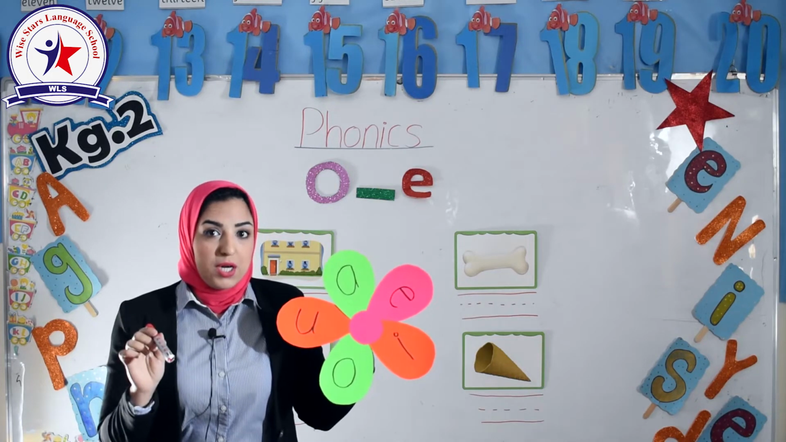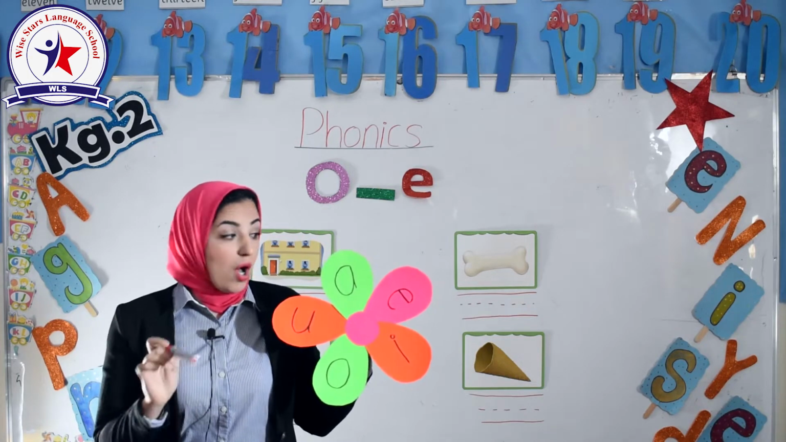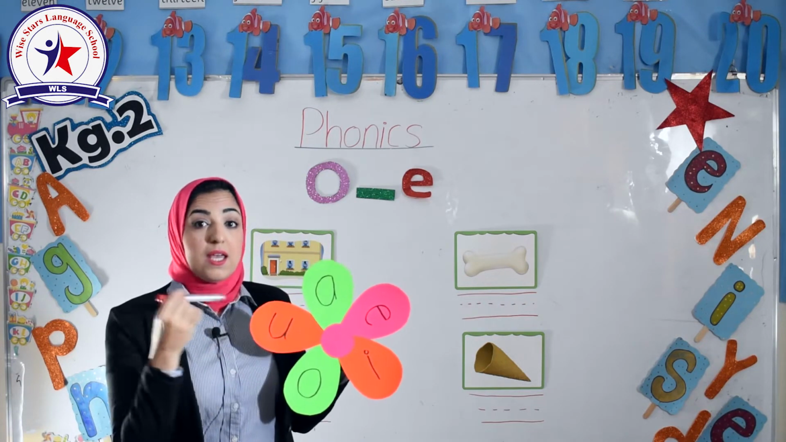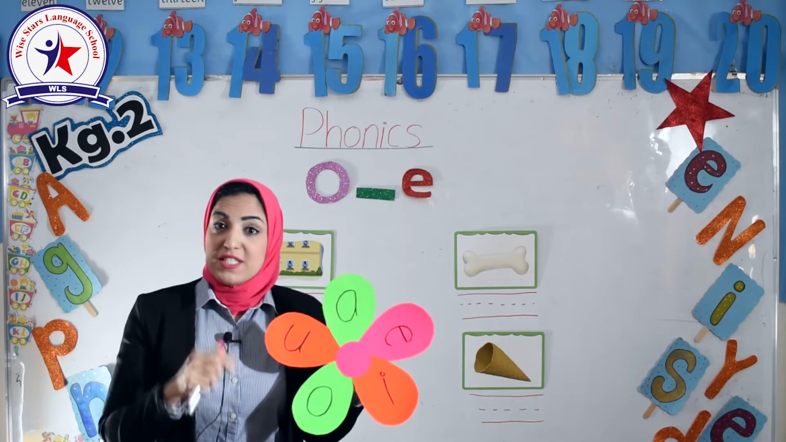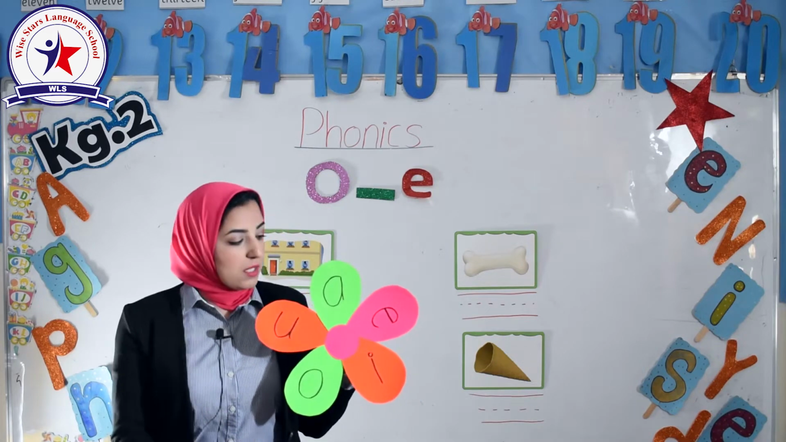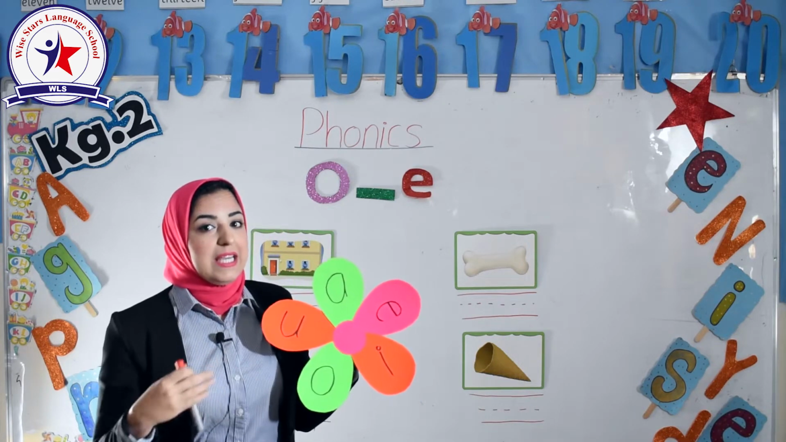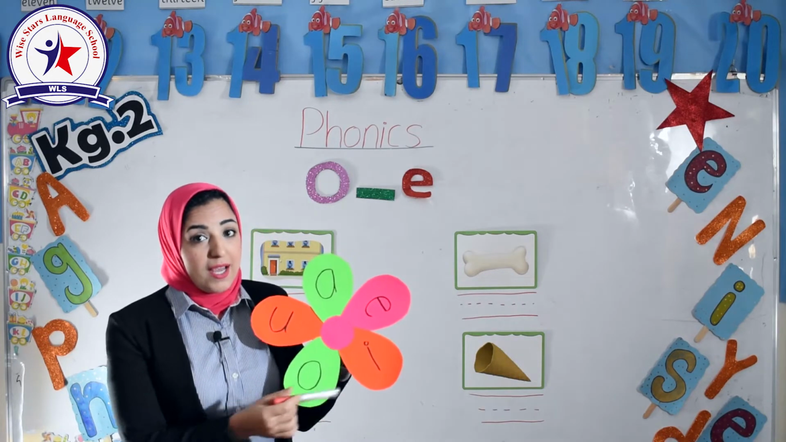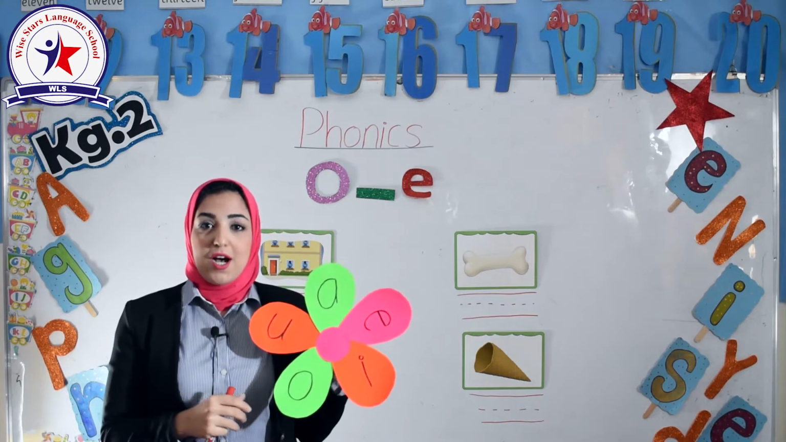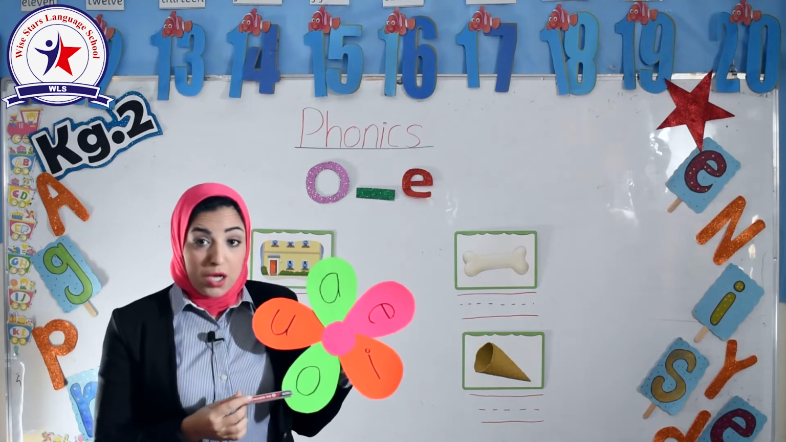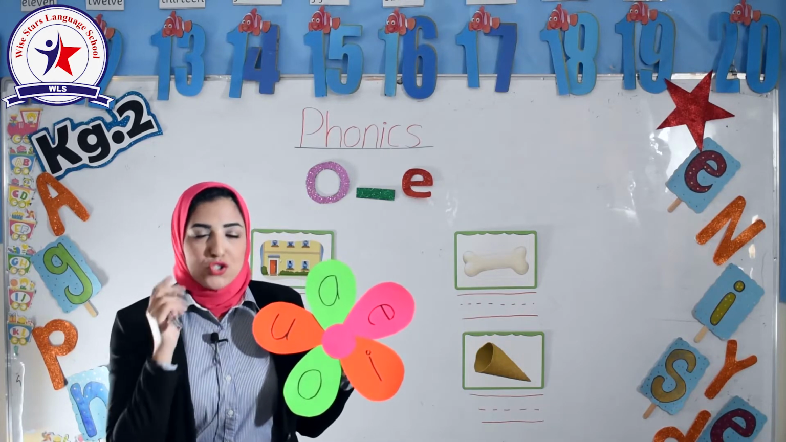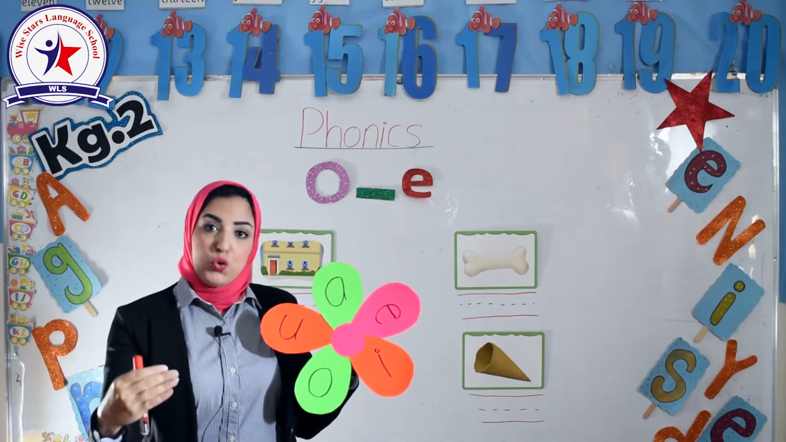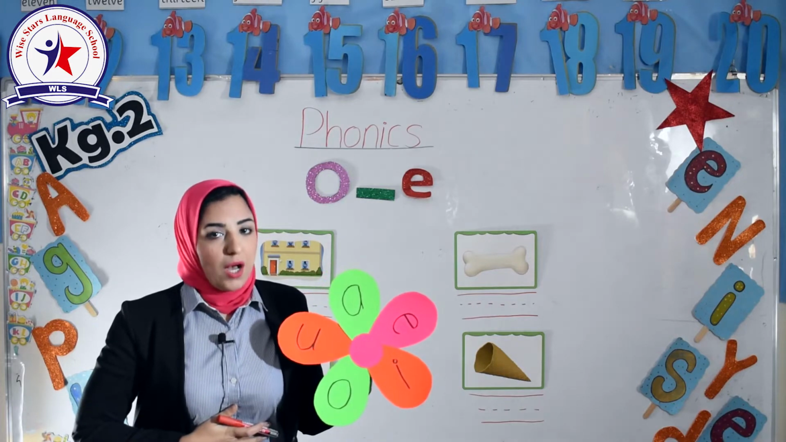Do you remember the long sound of each one? What is the long sound of letter A? A. And what is the short sound of letter A? A. Long E, E. Short E, E. Long I, I. Short I, I. Long O, O. Short O, O. Long U, U. Short U, U.